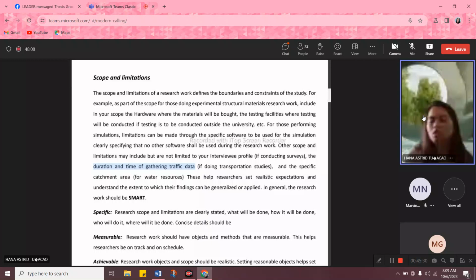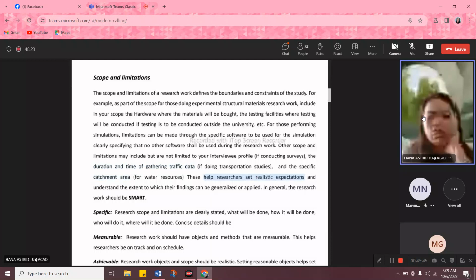There's not much we can do, we can't force it. Maybe a specific catchment area for a water resource study. This helps researchers set realistic expectations and understand the extent to which their findings can be generalized or applied.